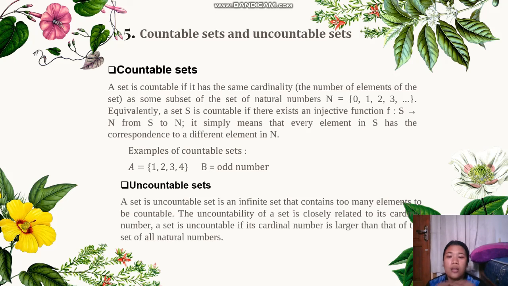Okay, the last, uncountable sets. An uncountable set is an infinite set that contains too many elements to be countable. The uncountability of a set is closely related to its cardinal number. A set is uncountable if its cardinal number is larger than that of the set of all natural numbers. For example, the rational number set.